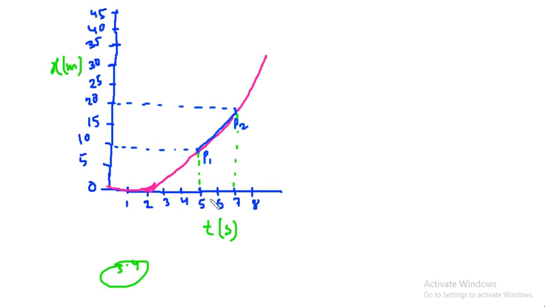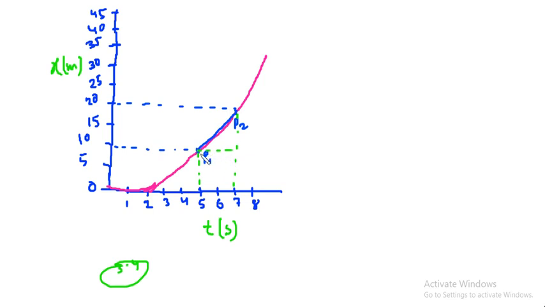So from 5 second to 7 second, the particle moved from 10 meter to 20 meter, isn't it? And this pink one is the exact actual position time graph, and what we have done here is we have connected these 2 points, P1 and P2. That means the initial point and final point of our consideration.